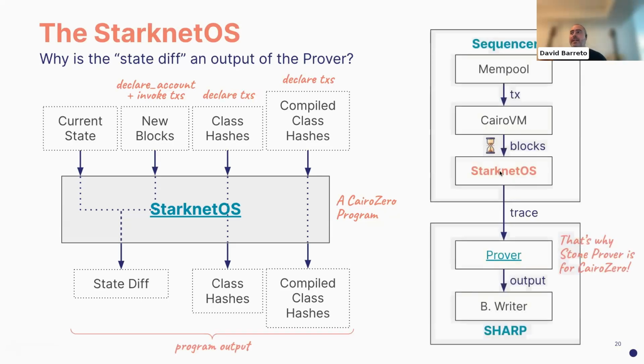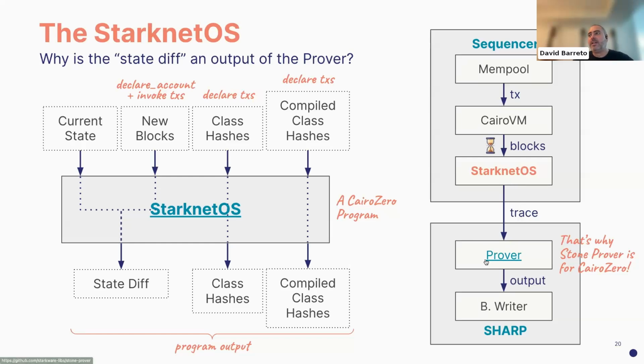The Starknet OS actually fits here after the Cairo VM. All the transactions go to the mempool, they get executed in the Cairo VM, and then they get bundled into blocks. And once multiple blocks are created, now it's time to actually submit a validity proof for all of this execution. So the Starknet OS actually executes all these transactions that are being bundled into blocks. And it's the trace of the Starknet OS that gets sent to the prover.